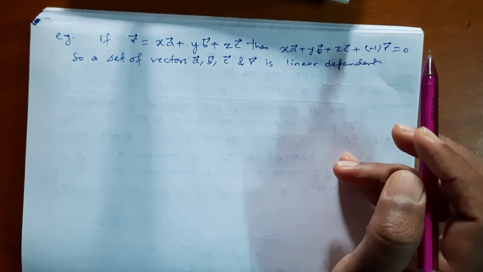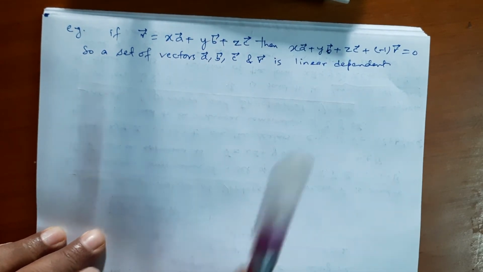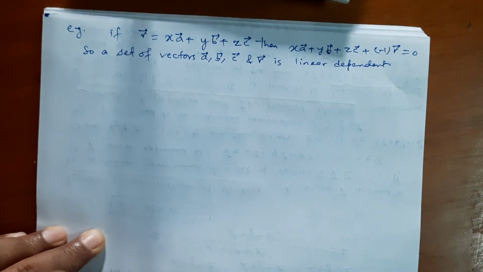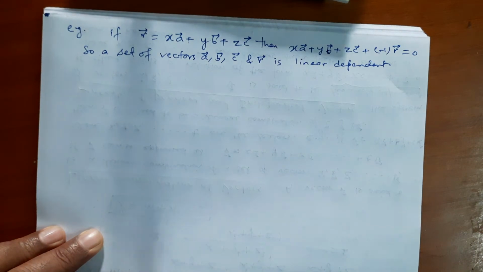And next are the linearly independent vectors. Just the opposite of linearly dependent vectors, we can define linearly independent vectors. Let's define linearly independent vectors.